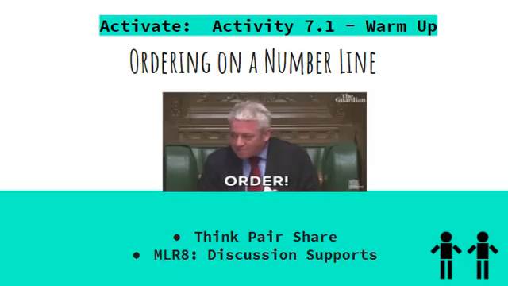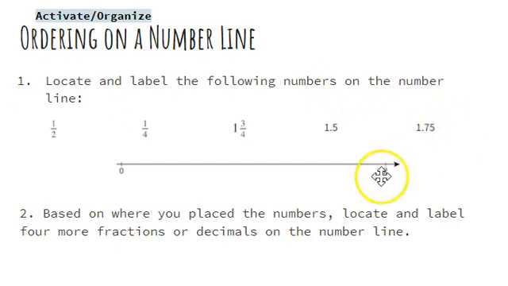So first thing we're going to do is order a number line, just to get us back into remembering how number lines look. I've got a number line here, and I want to put all of these items on it. Let's see. We have 1, 2, 3, 4, 5. Looks like we have these in halves, fourths.